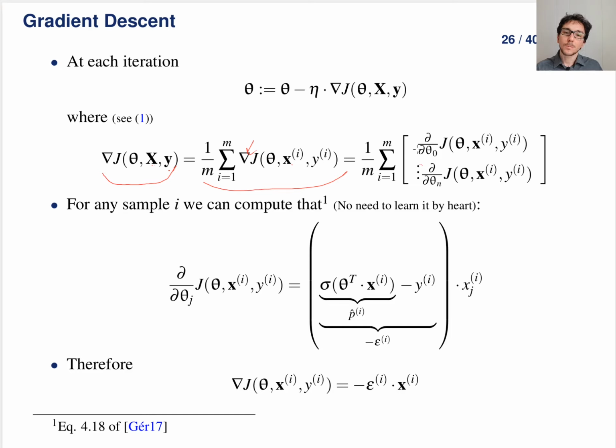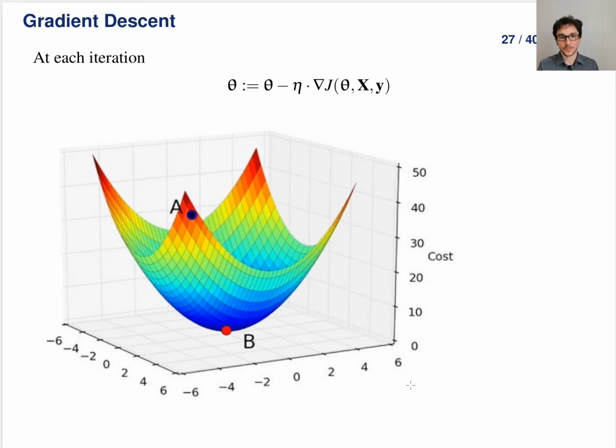And if we compute the gradient on each sample, you can skip the mathematics, but you can easily see that the result is nice. The expression of the gradient of the loss function on a single sample is just the multiplication of the residual by the sample itself. So it's very easy to compute this gradient, and thus it's very easy to perform gradient descent.